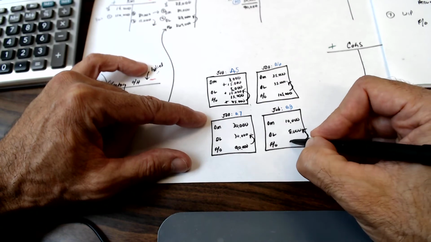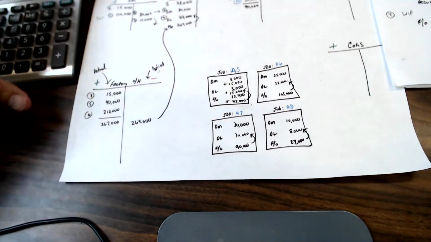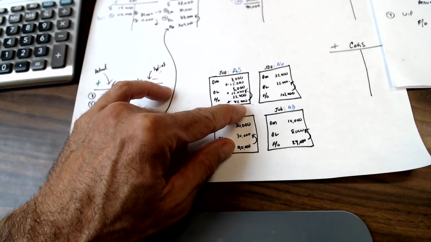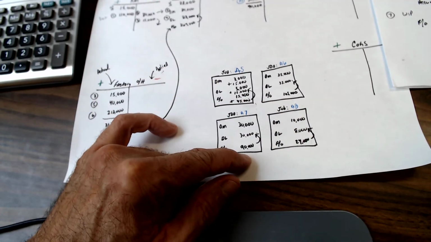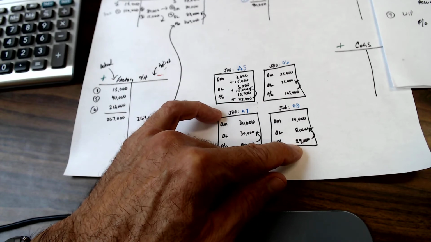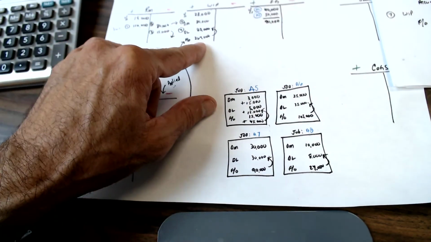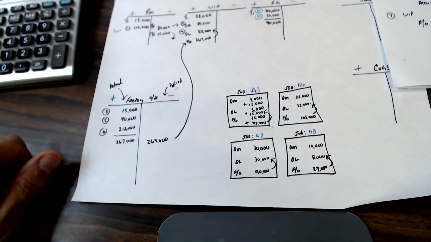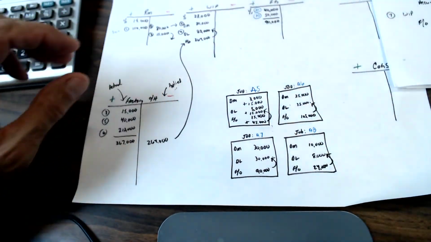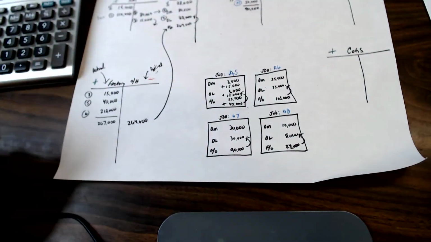Finally, 8,024. Let me make sure these add up. 45 plus the 105 plus the 90 plus the 24. 264,000. Good, it works. I just put the total here and the detail here. Cool. Okay.